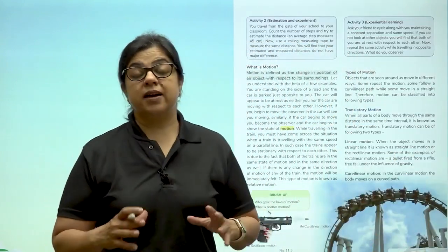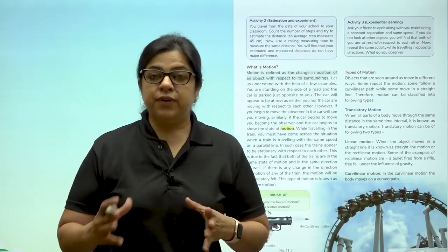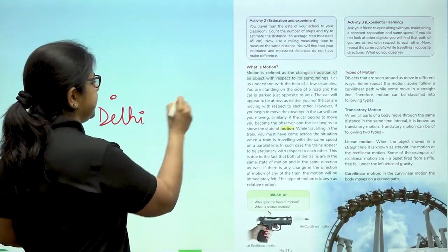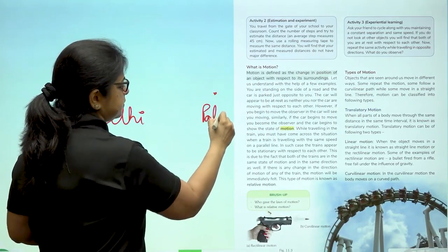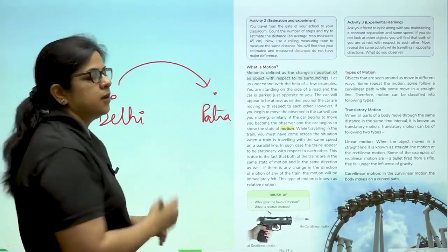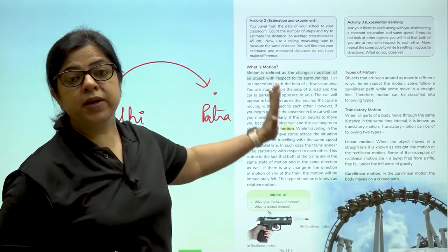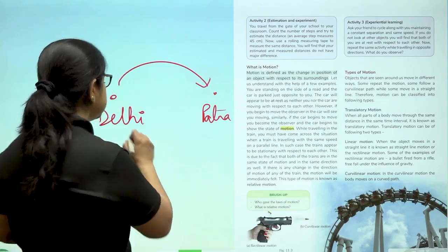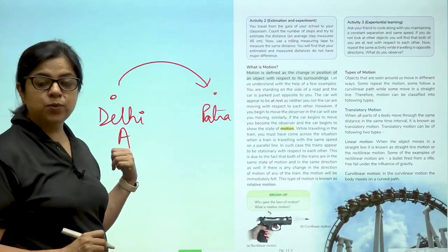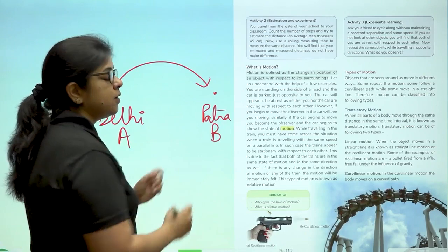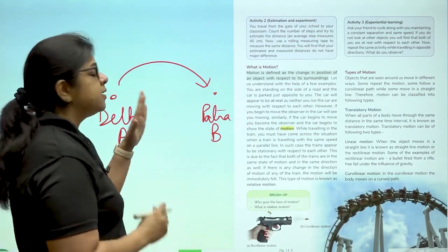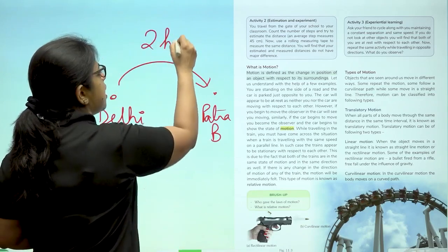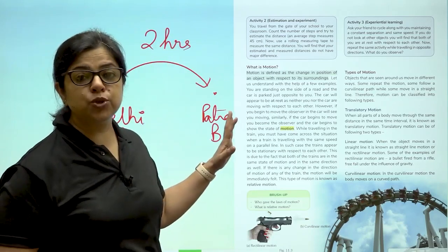Next, children, let us understand what is motion. Now, we were talking about an aeroplane that travels from Delhi to Patna. Here we say that the aeroplane is moving. It is in motion. Why is it in motion? Because it is going from point A, which is Delhi, to point B, which is Patna, in a duration of time. What will be this duration of time? Probably 2 hours.